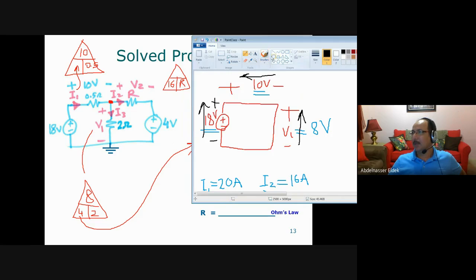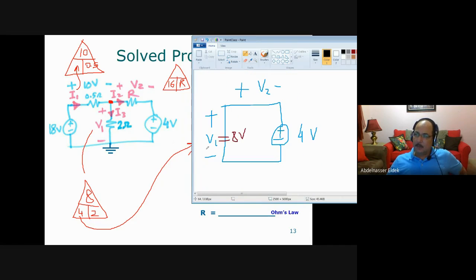So now when I apply Kirchhoff's voltage law, if I consider the clockwise as positive, then 18 is positive because it is in the clockwise direction. 10 is negative because it is opposite to the clockwise, and V1 is opposite, so it will be negative 8 volt, equals 0. So 18 minus 10 minus 8 is right. It's 0.